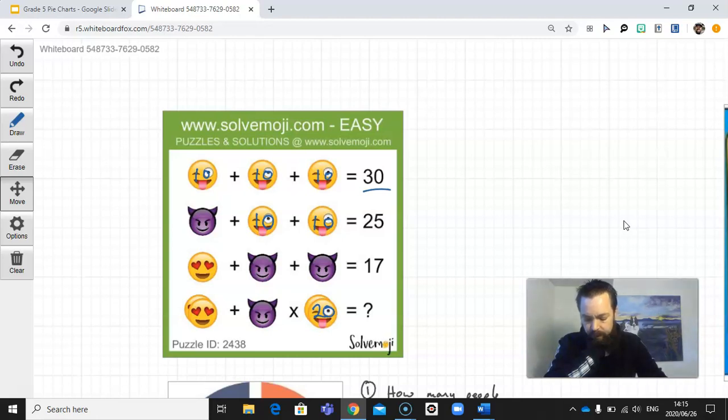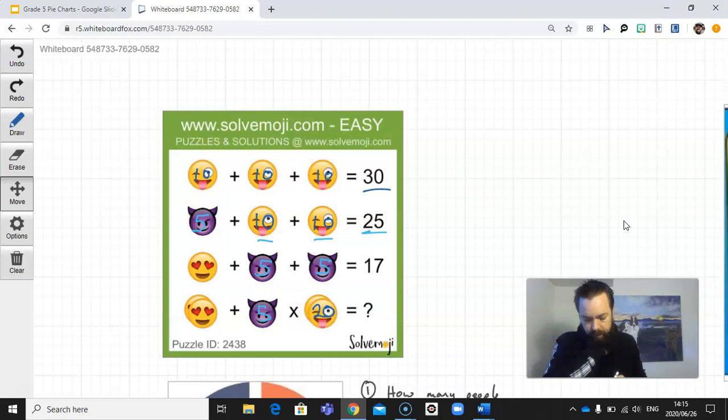Let's have a look at the little, I suppose, devil face is what we would call it. Well, we've got to get to 25. We already have 2 10s, which makes up the 20 part, so we still need 5, which means that the devil face is worth 5. And we can put those in for all of them.